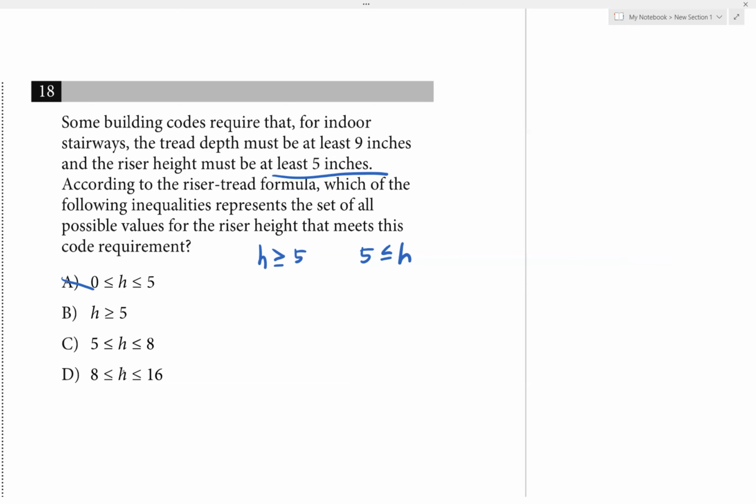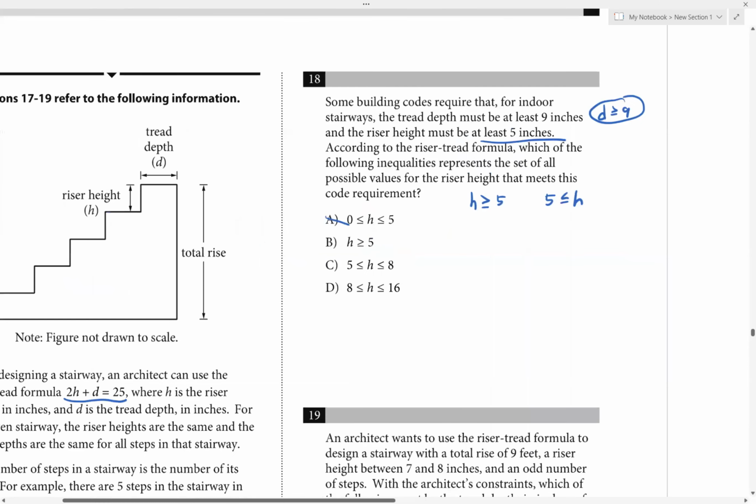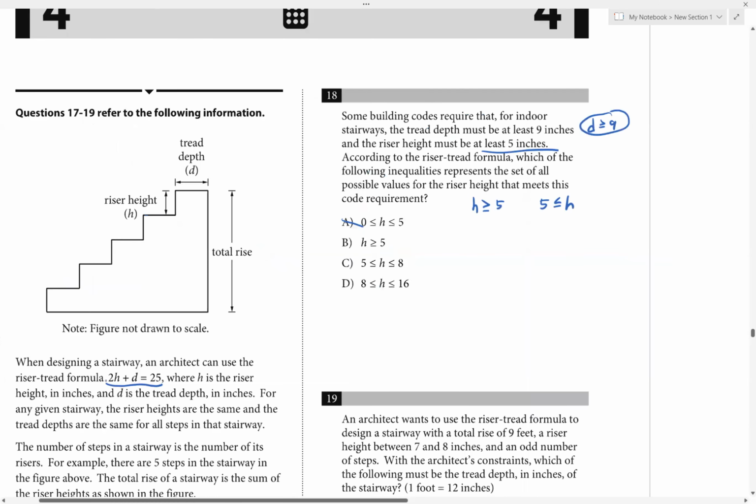The other requirement is that the tread depth has to be at least 9 inches. So that's D, right? D has to be greater than or equal to 9. Okay. But then how do we relate this to the riser height? Then we have to use the little formula again, right? The riser tread formula, which we go back over here. This is the formula. Okay, so it'd be 2h plus D equals 25.